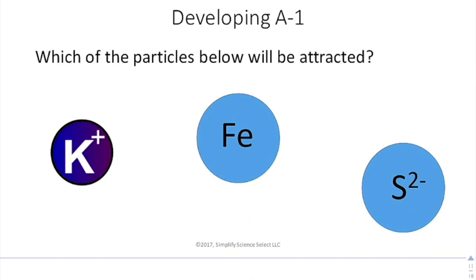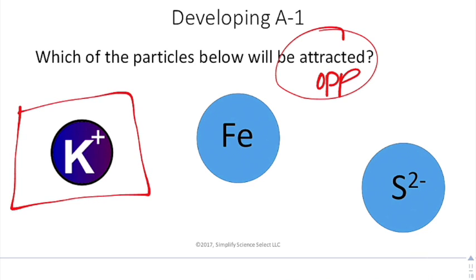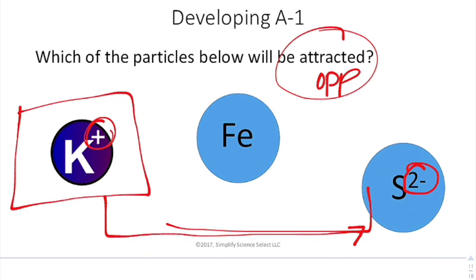So, which of the particles below will be attracted? If you look, whenever we say attracted, we're looking for opposite charges. This right here is a potassium positive ion. See this little positive right here? And this is a sulfur negative ion. Because of those things, you have a positive and a negative, and they will actually attract to one another.